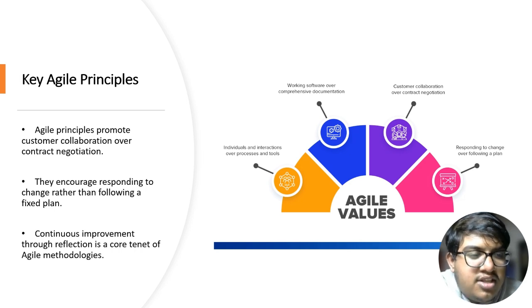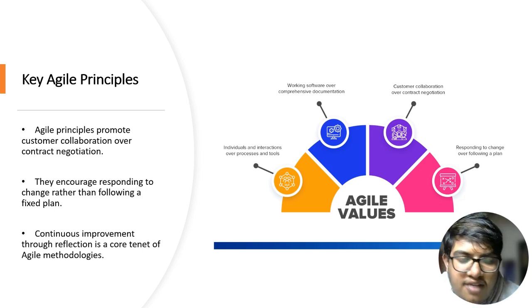Another principle is that continuous improvement through reflection is a core tenet of agile methodologies. That is, after having made some mistakes or having done a few projects, agile developers need to reflect on what they have done and what they shouldn't do.